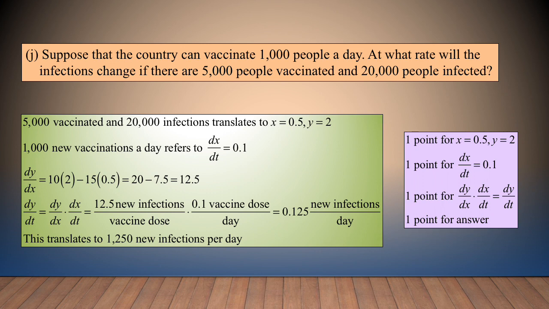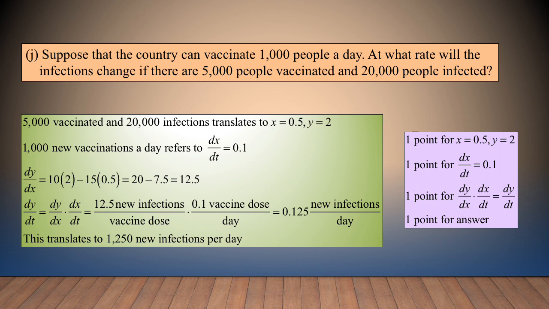This problem illustrates the importance of scale. When we're talking about huge numbers of infections and huge numbers of vaccinated people, it is impossible to use the real numbers, and we usually then divide by some constant. In this case, it was 10,000. So when we give the problem in terms of real numbers, we have to change it to scale. And that's why there's so many points for that.